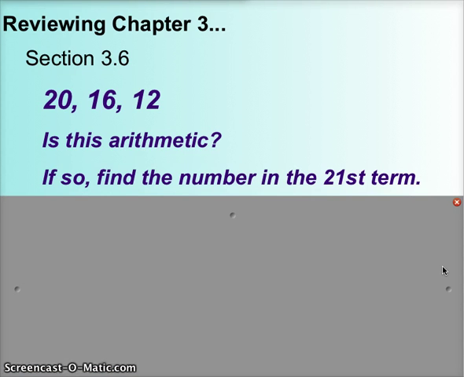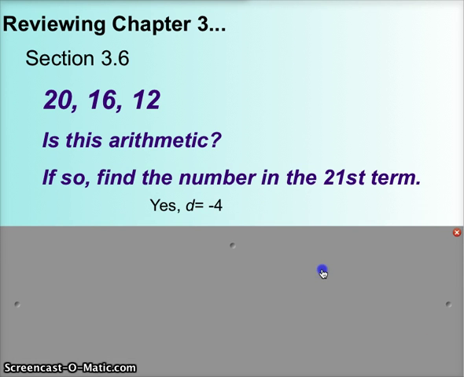And finally, you have a sequence of numbers that go from 20 to 16 to 12. Firstly, is this an arithmetic sequence? And if it is, can you find the 21st term? Pause the video here.